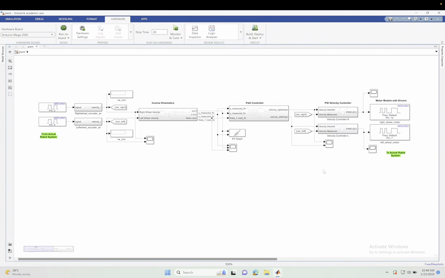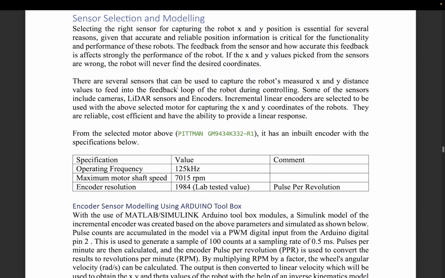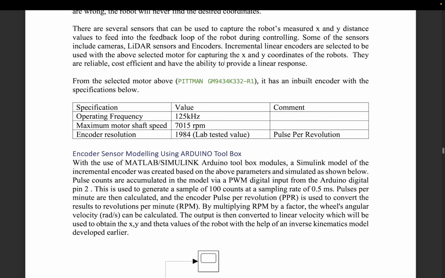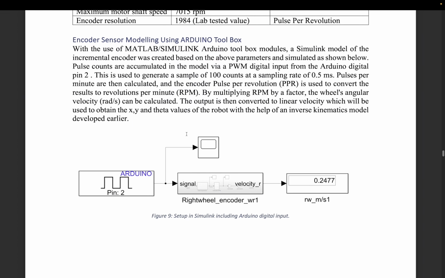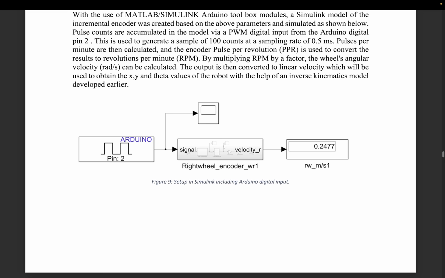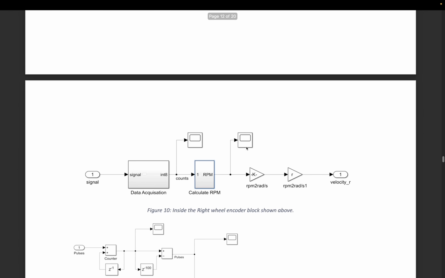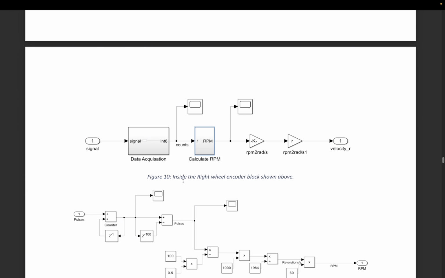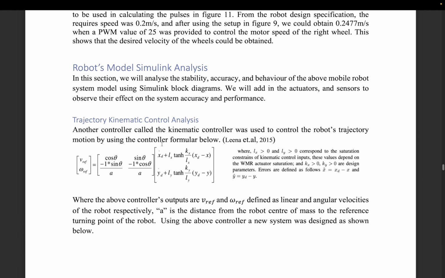Let me show you some of the results that we received earlier. So these are some of the results. Just to take you through, we started by modeling the sensor selection and modeling, which is the incremental encoder, and in that we modeled it. We're using the Arduino toolkit as I've shown you earlier, and we actually got the right speed being 0.25 meters per second, as well as what I showed earlier, the setup of the encoder. Then we went into some analysis of the model.